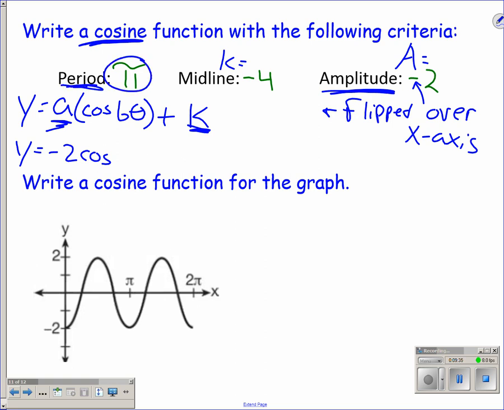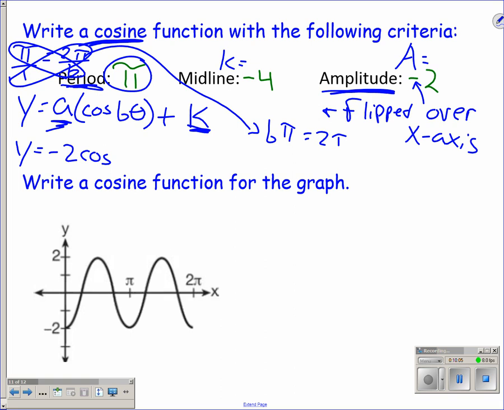B comes from pi. It's not pi, but it comes from that. Remember how it works: b is found by setting the period, pi, equal to 2 pi over b. Okay, pi equals 2 pi over b. And I'm running around the room here, so I'm going to finish it right here. How we solve that is to cross multiply, right? So pi times b equals 2 pi times 1. So that's b pi equals 2 pi. The pi's cancel out, and b equals 2. So in this case, b is 2, so that's 2 theta. And because the midline is negative 4, it's going to be minus 4. There is my answer.